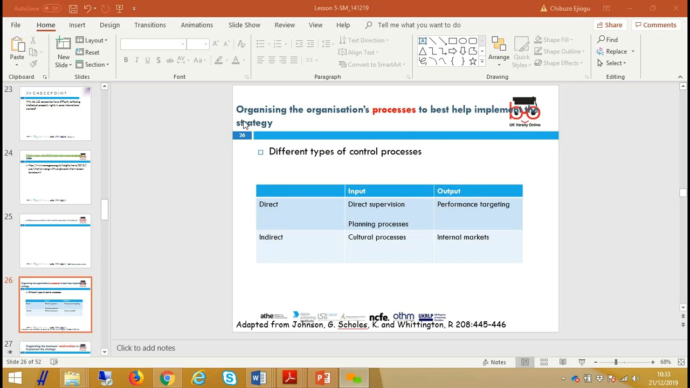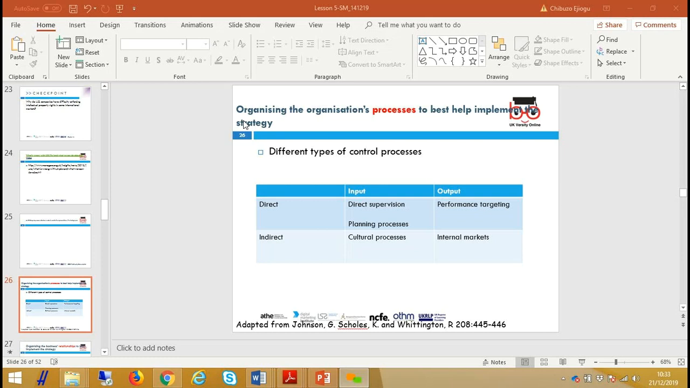Input means something that is going in before your final product or service. Your output is when you are looking at the final product or service. Direct is where you have much more direct supervisory control, managerial control. Indirect is where it's not a human being that is giving the direct control, but you set up a broad framework or policy that can control.